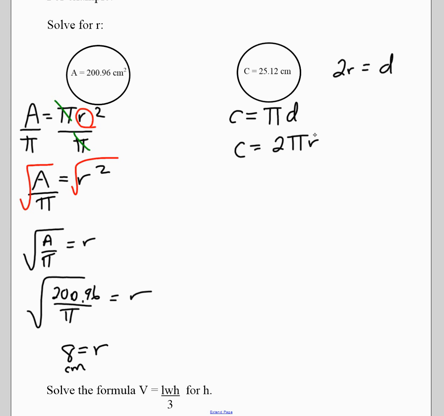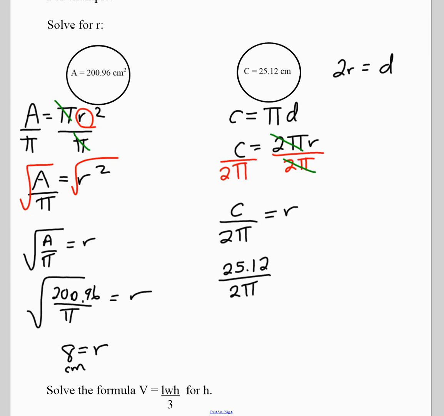Well, to get the radius by itself, to get r by itself, we need to get rid of this 2 pi. How do we get rid of multiplying by 2 pi? We divide by 2 pi. If we divide one side by 2 pi, we have to divide the other side by 2 pi. On this side, these 2 pi's will cancel out, and we're going to be left with circumference divided by 2 pi is equal to the radius. Then all we need to do is substitute in our numbers. And when we do that, we get r equals 4 centimeters.